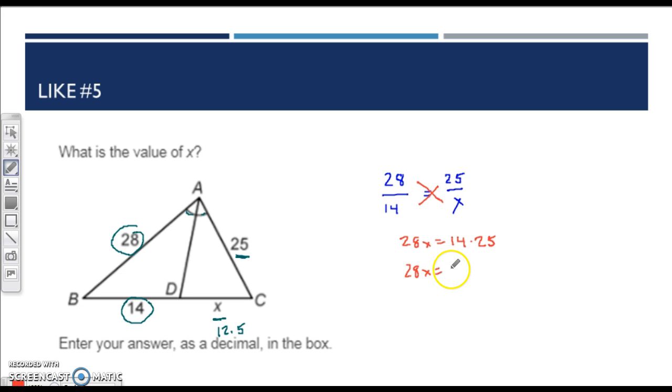And I get 350. Now to get x by himself, remember I want to divide both sides by 28 because I want to get rid of the 28 over here. If I do it to one side, I have to do it to the other side to keep it balanced. So I'm going to do 350 divided by 28, and I get 12.5. So we were exactly right in our estimate early on.